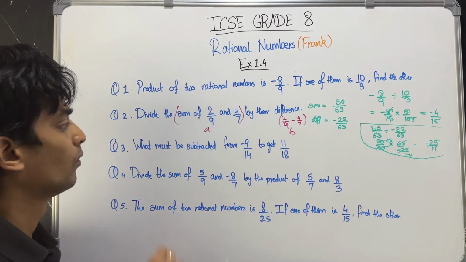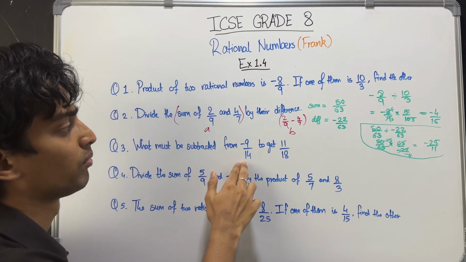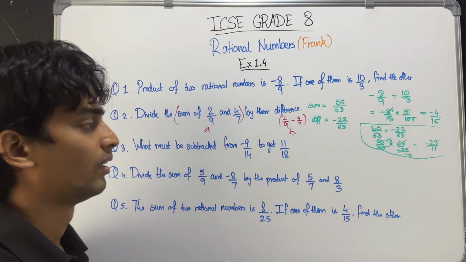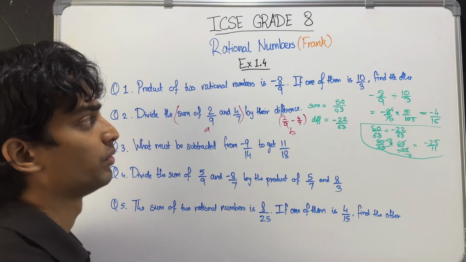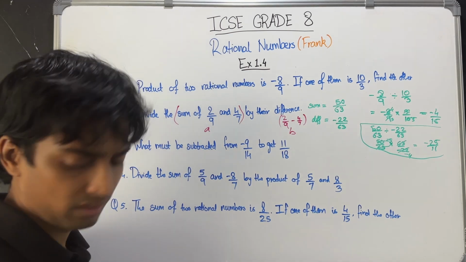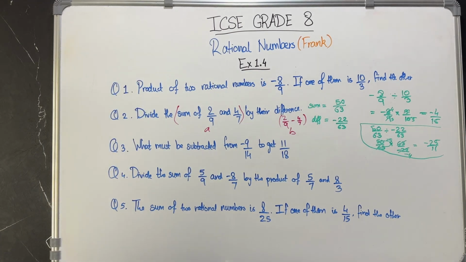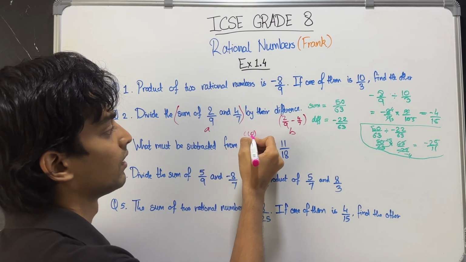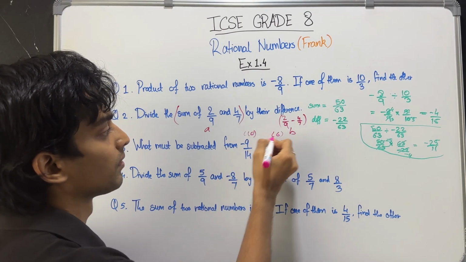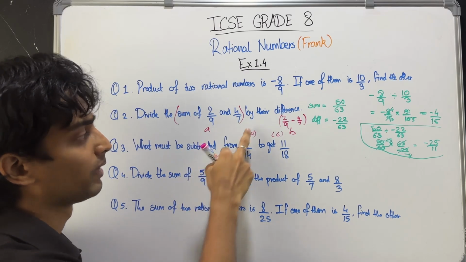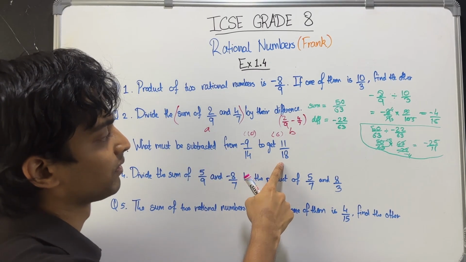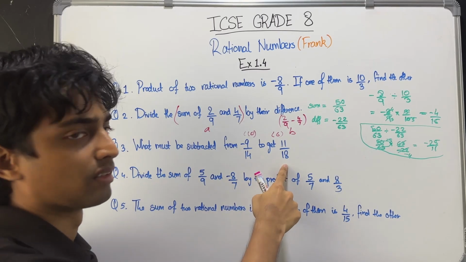Next one. What must be subtracted from minus 9 by 14 to get 11 by 18? Okay. Now the same trick we'll use which we used in the first one. We'll assume these are simple numbers. So let's say this is 10 and let's say this is 6. What must be subtracted from 10 to get 6? The answer is 4. So we know this minus this. So this will come first minus this.